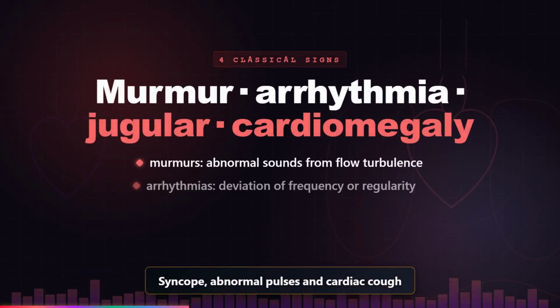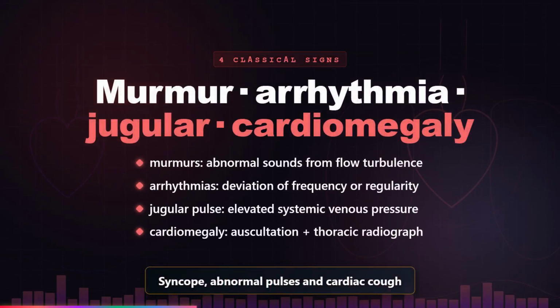Beyond these more specific signs, there are other manifestations that may originate from cardiac problems. Syncope, characterized by transient loss of consciousness, may have cardiovascular origin when resulting from severe arrhythmias, outflow obstruction, or inadequate cardiac output. Abnormal arterial pulses, which may be excessively weak or excessively strong, indicate alterations in pulse pressure or stroke volume. Cough, often attributed to respiratory problems, may be cardiac when resulting from cardiogenic pulmonary edema or bronchial compression by left atrial enlargement.